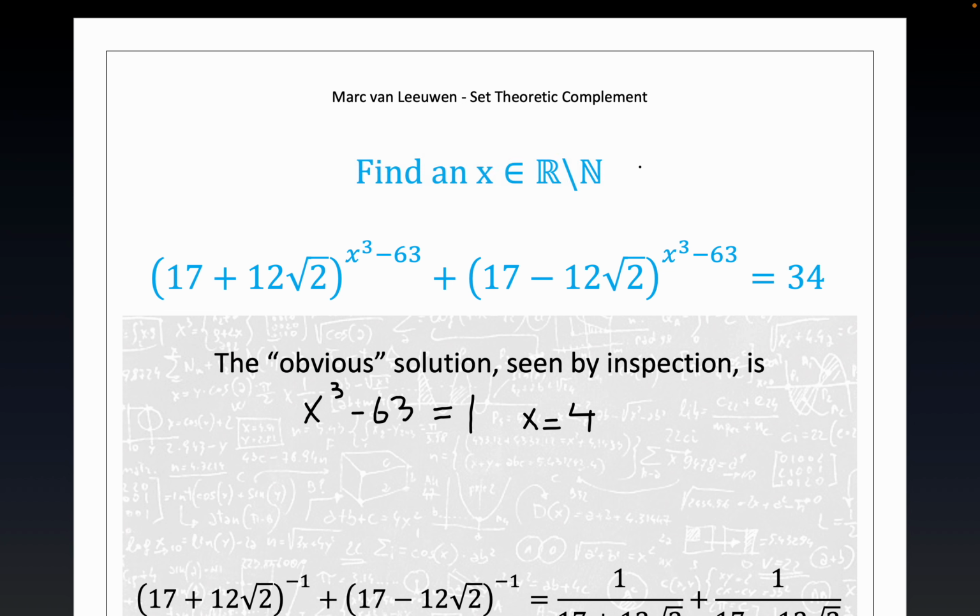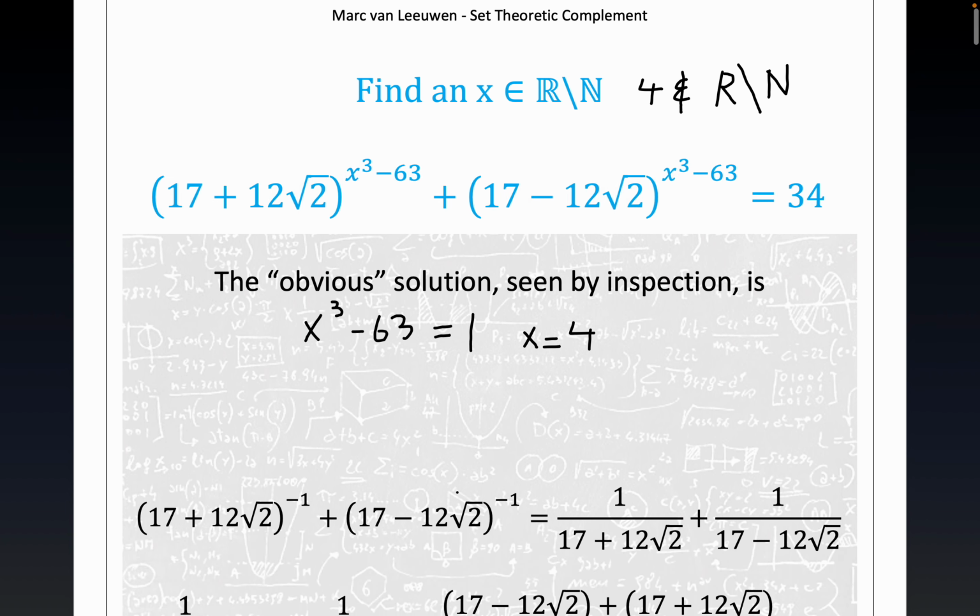natural number. So you could actually say, set theoretically right here, that 4 is not a member of, some people call that R minus N, just R backslash N, I guess. The set theoretic difference. Okay, so 4 is a solution, but it's not in the set of numbers we're interested in. So let's move on down and look at this next fairly natural attempt.